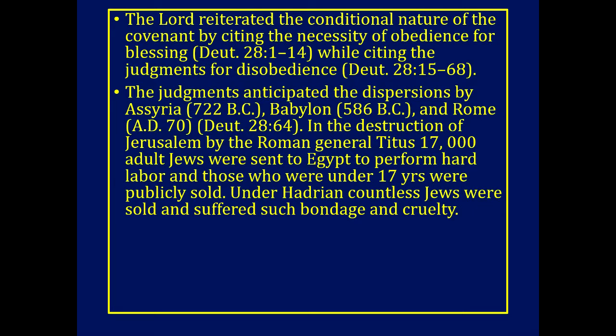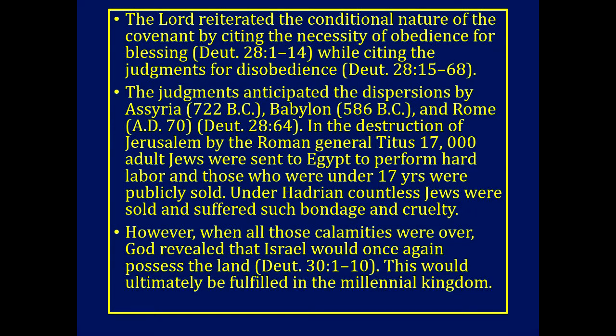All right? So this is looking to the future, where they're going to stay dispersed. I mean, there's going to be that return that comes in Ezra and Nehemiah, but understand that full restoration does not come until the millennial kingdom, till the Messiah comes again. However, when all those calamities were over, God revealed that Israel would once again possess the land, and this is Deuteronomy 30:1 through 10. This would ultimately be fulfilled in the millennial kingdom.